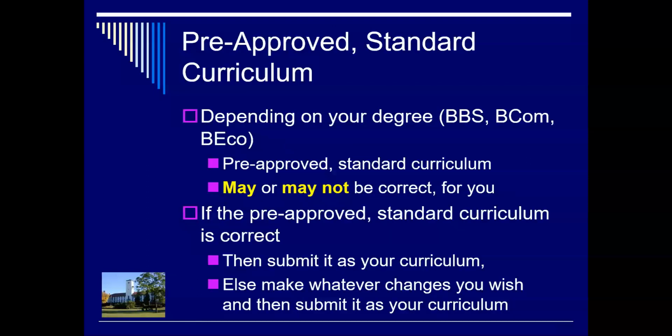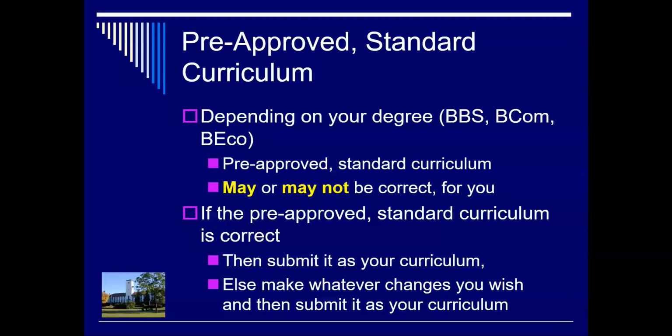Pre-approved standard curricula. At the time of your admission to the university, you will have been admitted to either a Bachelor of Business Science, a Bachelor of Commerce, or a Bachelor of Economics. What I don't know is what you'd like to do within any one of those degrees. So if you've been admitted to a BCom degree, I have no way of knowing whether you want to do a BCom Chartered Accounting, a BCom Law, or a BCom majoring in Economics and Management. This is your time to be able to tell me which one it is that you want.